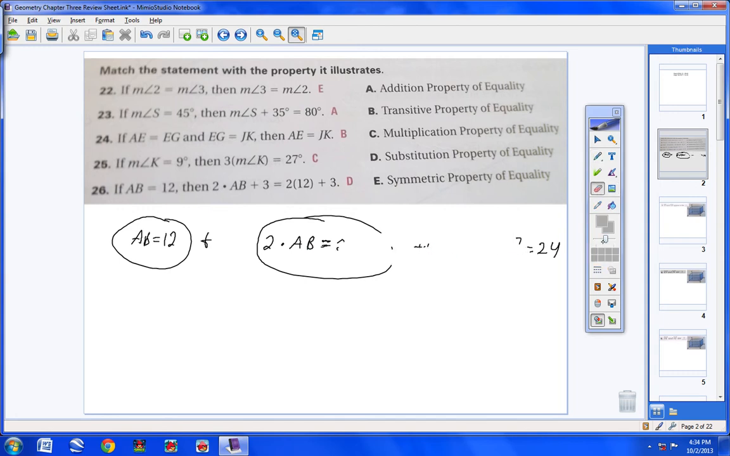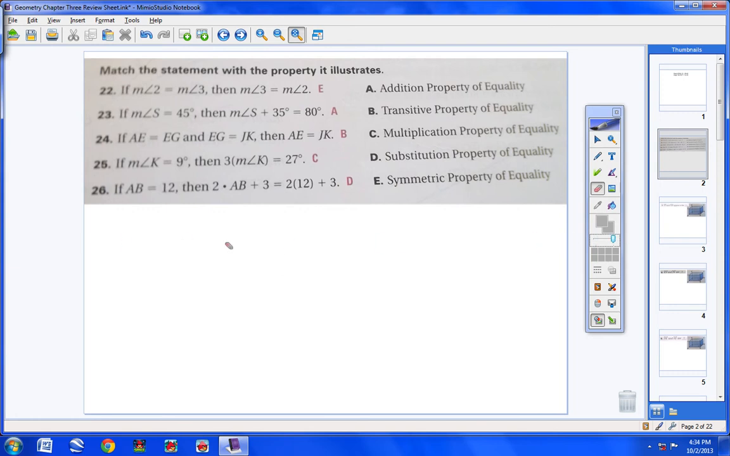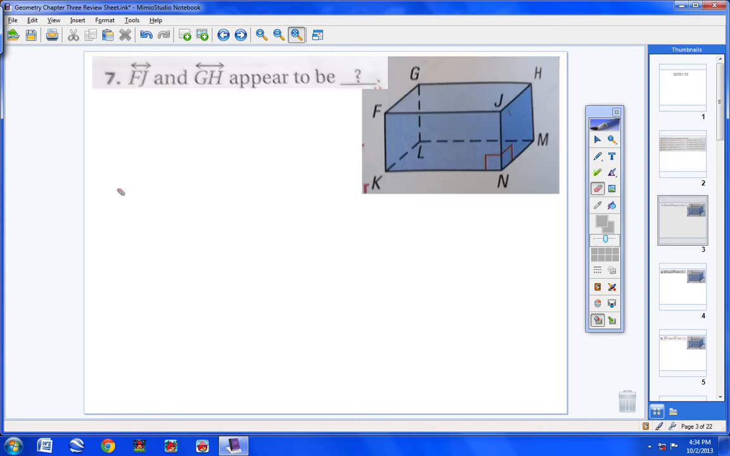So those are the properties we have reviewed. We had a quiz over those, and we studied those from chapter number 2. Let's continue on. All right, let's take a look at numbers. Actually, let me turn over to the right page.